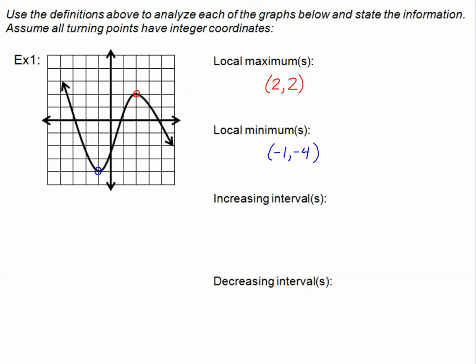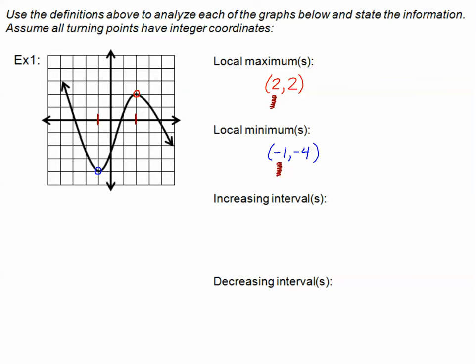Once you're able to find the local maxima and minima, now we just need those x coordinates to help us to describe the increasing intervals and the decreasing intervals. So it's important that we note this x coordinate of -1 and this x coordinate of 2. That's why we need to find our maxima and minima, because then we can see where we're increasing and decreasing.